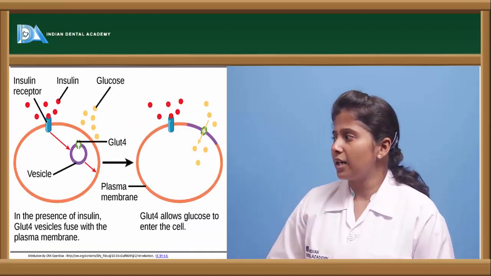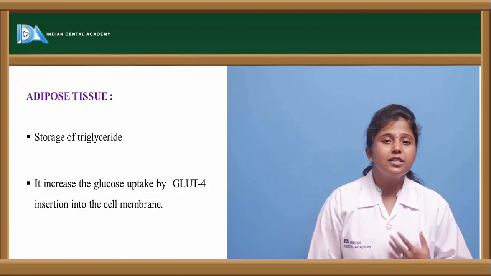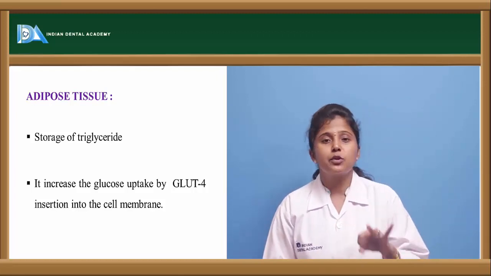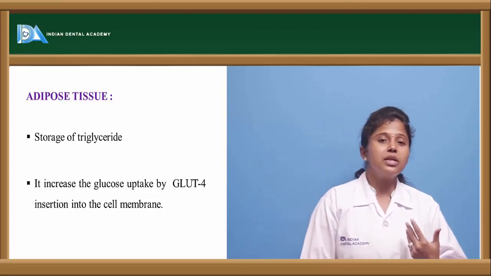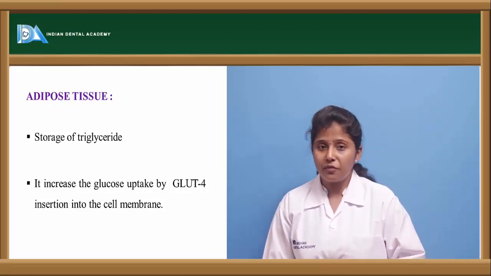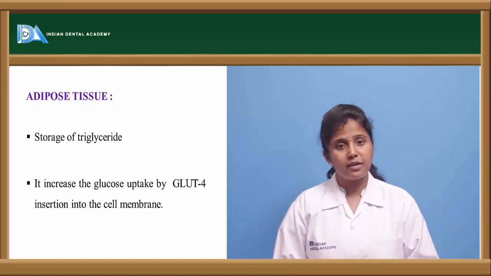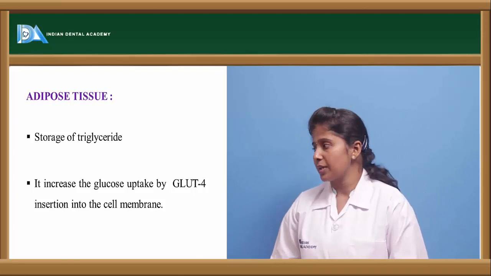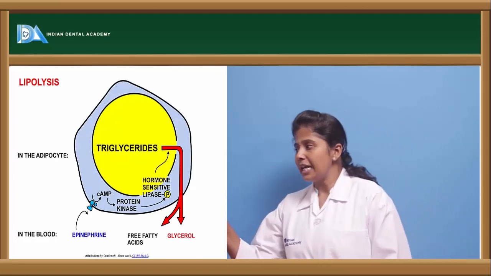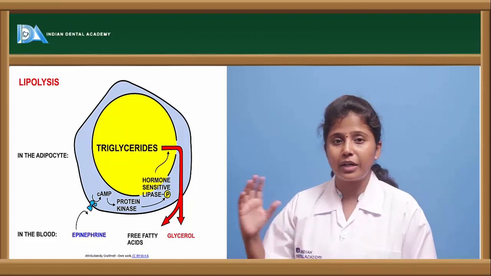What does insulin do in the adipose tissue? In the adipose tissue, it aids in the storage of triglycerides. As I told you, it increases carbohydrate, protein and fatty acid synthesis. Whatever fatty acids are synthesized are stored in the form of triglycerides in the adipose tissue, and this mechanism takes place through the GLUT4 receptors.